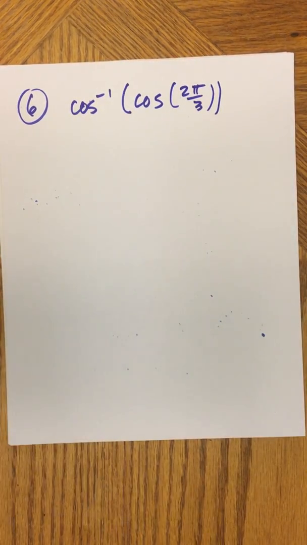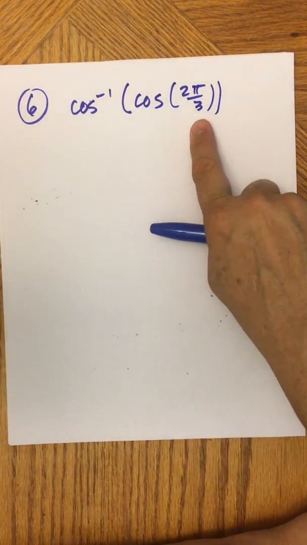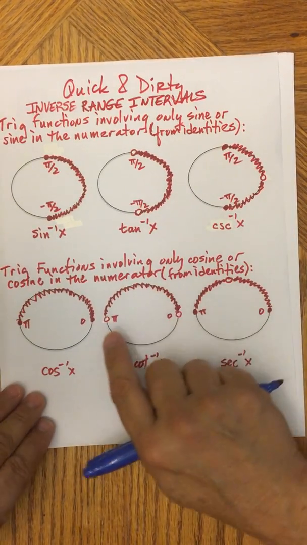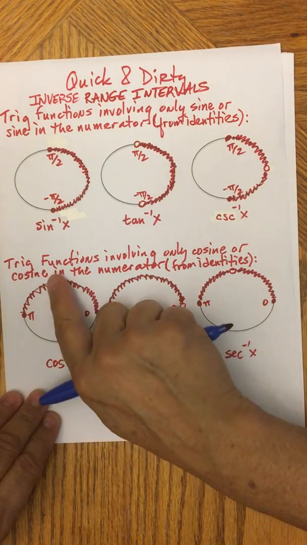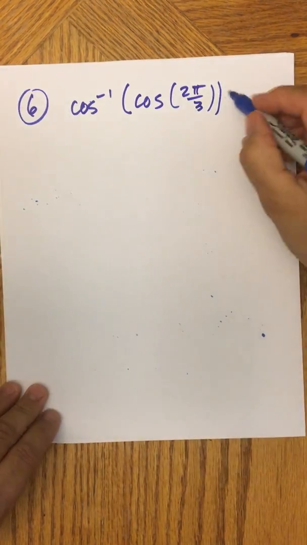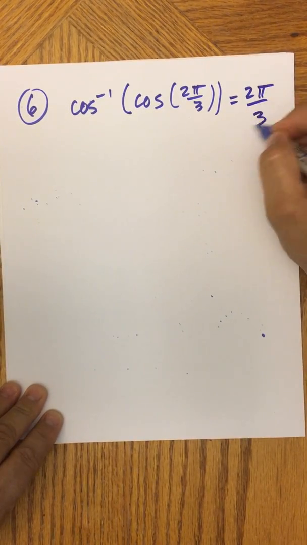And the last example. So here, I've got to make sure that this angle is in the range of the inverse. And here, where's 2 pi over 3? Over here. So that's fine. I can use the cancellation. And my answer is 2 pi over 3.